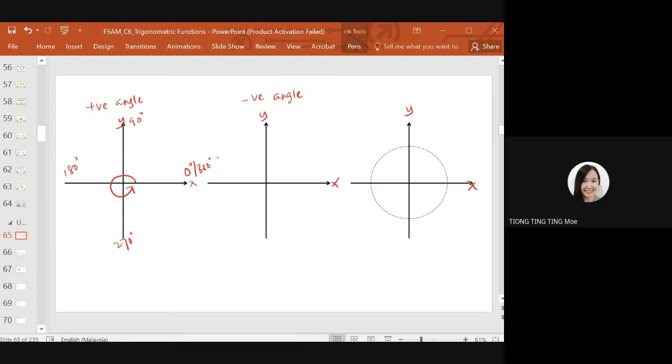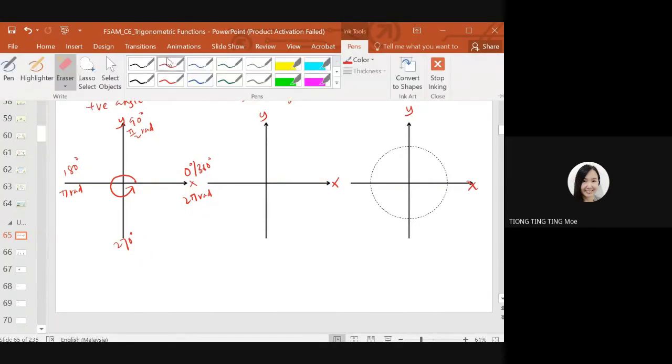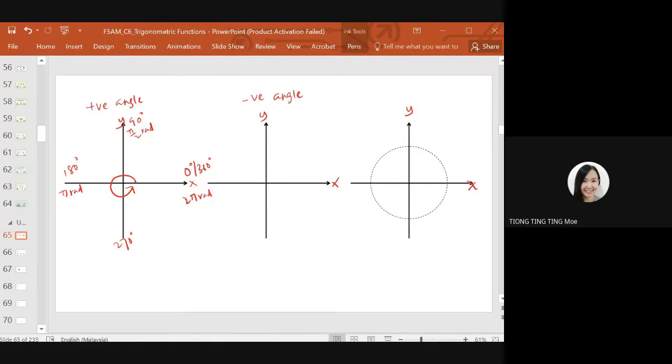So how do we change it into radian form? Radian still starts at 0, but here it changes to 2 pi radian. Half of that is pi radian, and the top is half of pi, pi over 2 radian. Then this one is 3 over 2 pi radian, sorry, not 3 over 4. Between 1 and 2 is 1.5, which is 3 over 2 pi radian. This we call the positive angle.